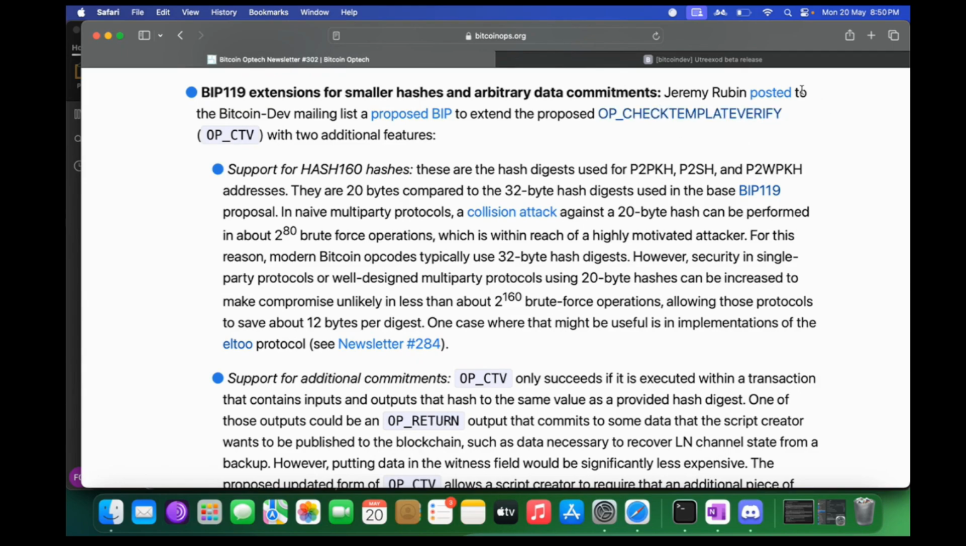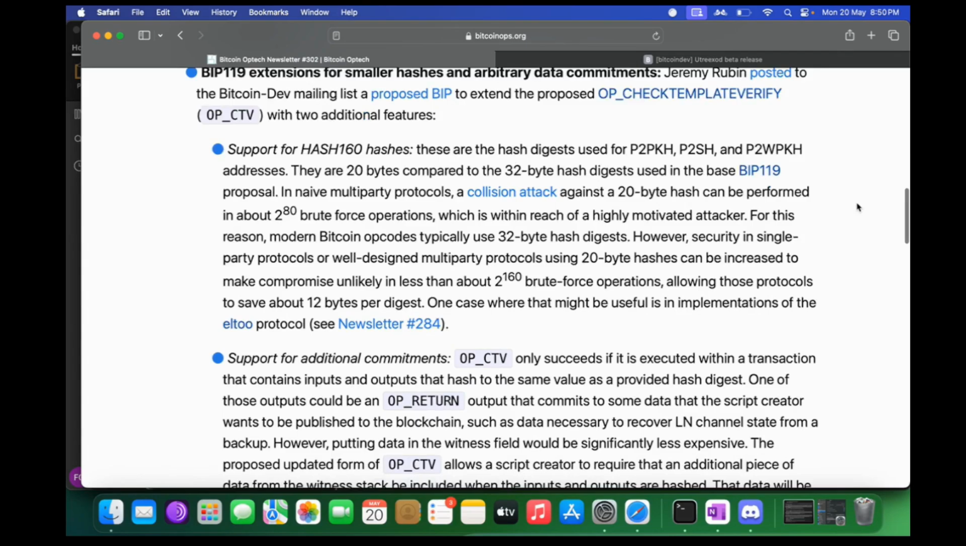You create a template, you lock the transaction with that template, and you hash that template. When you're spending the transaction, if the conditions based on which you are spending it are hashed and they match the hash that you submitted earlier, then you can spend the transaction. The proposal suggested initially 32 bytes, and now it suggests 20 bytes, so you save 12 bytes of data. This is one proposal. The BIP is already there, but this is an upgrade or an addition to the already suggested proposal.